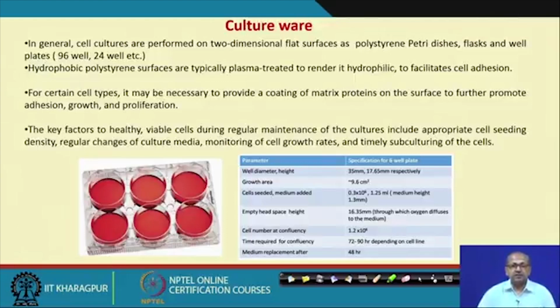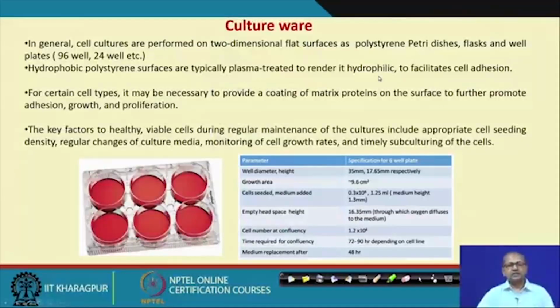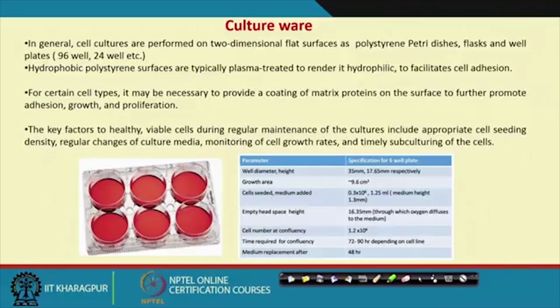Culture ware is a very essential part of culturing cells. In traditional systems we use polystyrene-based petri dishes or flasks, and 96-well, 24-well or 12-well plates. These polystyrenes are hydrophobic surfaces and are typically plasma treated to make them hydrophilic to facilitate cell adhesion. For certain cell types you need to treat the surface with an extracellular matrix protein like collagen or fibronectin, or coat it with polylysine, by which cells can adhere nicely, and then they do all their biological activity, from growth to manifestation of biological readouts.